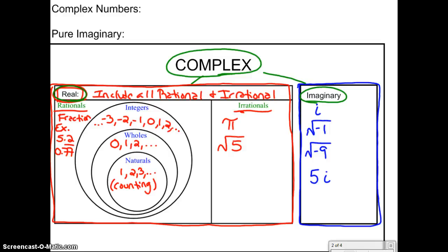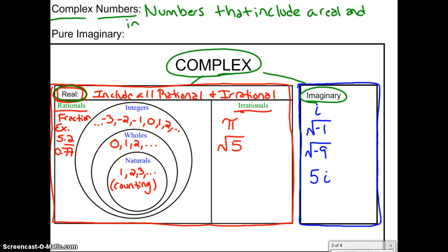So I'm going to step back for a second and we're going to define this. If you guys look up at the top where it says complex numbers, let's give this a definition. Complex numbers are numbers that include a real and imaginary part, and they are in the form a plus bi.